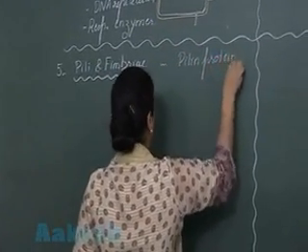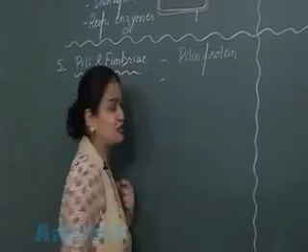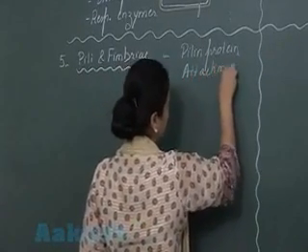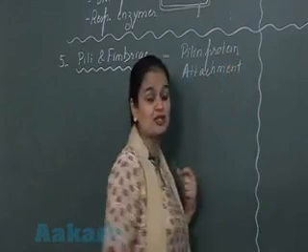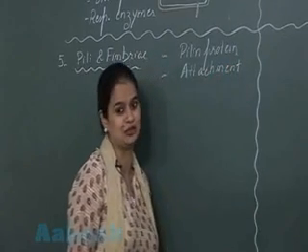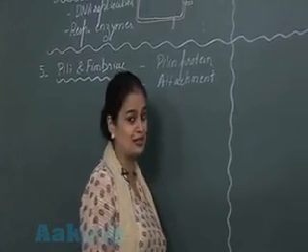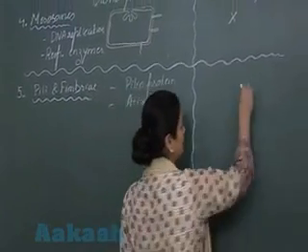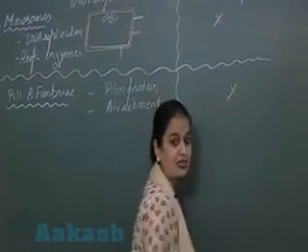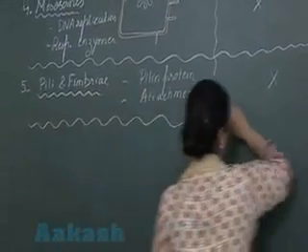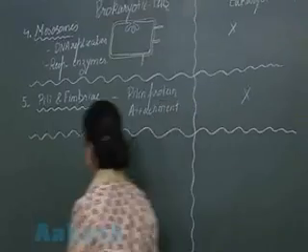One function common to these two structures is that they help in attachment. Yes, these structures help in adhesion. Pili and fimbriae are present in the prokaryotic cells, and in the case of the eukaryotes these are absent. Now next feature.